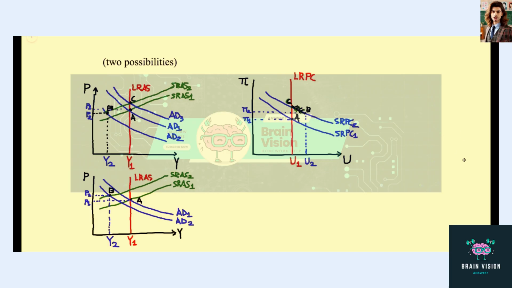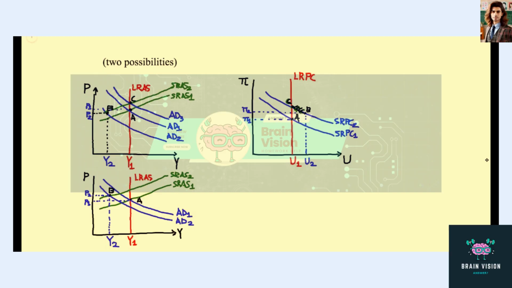So we know we are at point B, right? AD2, SRAS2. We know that the Fed cannot influence the aggregate supply, but it can influence the aggregate demand. So what the Fed needs to do is engage in expansionary monetary policy, either by increasing the money supply or lowering the interest rate, or any combination of the two, or any other set of policy tools like unorthodox ones, like forward guidance or quantitative easing.